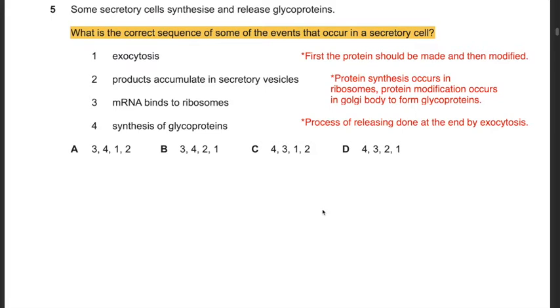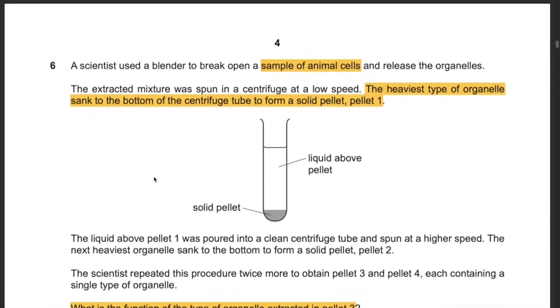And in order for exocytosis to occur, the product should accumulate in secretory vesicles because it is the vesicles that go and fuse with the cell membrane, allowing the contents to leave the cell. Therefore, the process exocytosis should appear last, leaving us with the answer being B. First is mRNA binds to ribosomes, followed by synthesis of glycoproteins, followed by products accumulate in secretory vesicles, and lastly exocytosis.